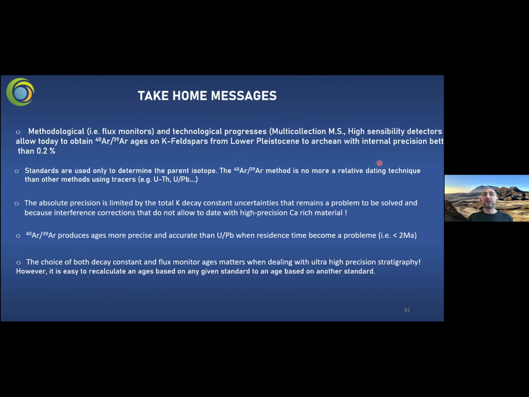However, it is easy to recalculate an age based on any given standard to an age based on another standard. Thank you.